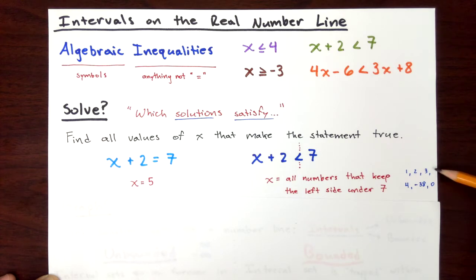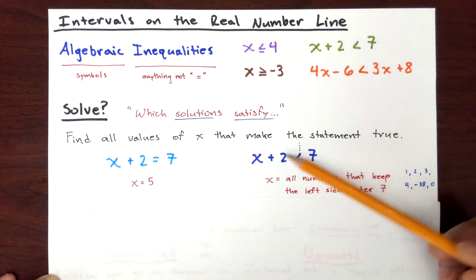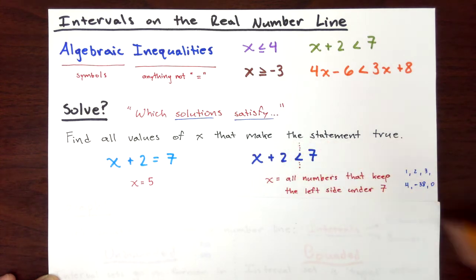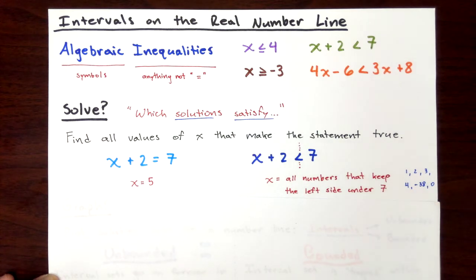2 is also a solution. 3 is also a solution. 4 is also a solution, right? 4 plus 2 equals 6, and that's less than 7. -38 is a solution. 0 is a solution. -a million is also a solution. Basically, what keeps this statement true? That's what you have to think about.